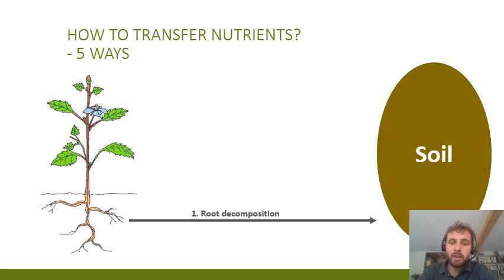The first is root decomposition. When you harvest the green manure, you will probably not harvest the roots, which will decompose in the soil. Then the nutrients that the plant fixed, for example nitrogen, or mobilized, phosphorus or others, will be released in the soil, and you can plant the next crop and it will be able to get these nutrients. So this is the first path.